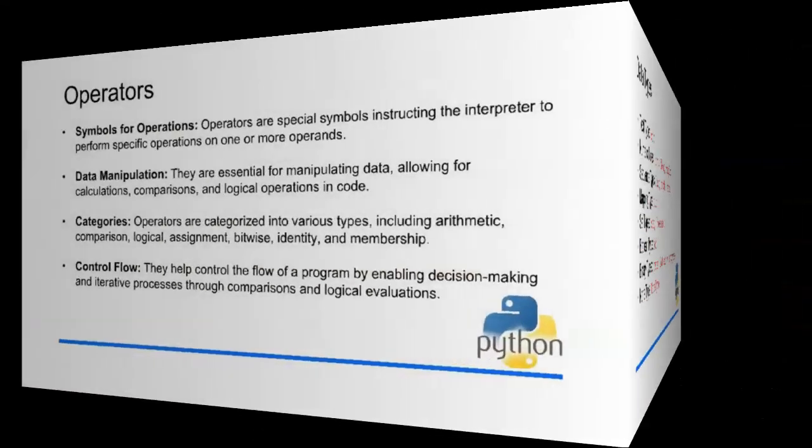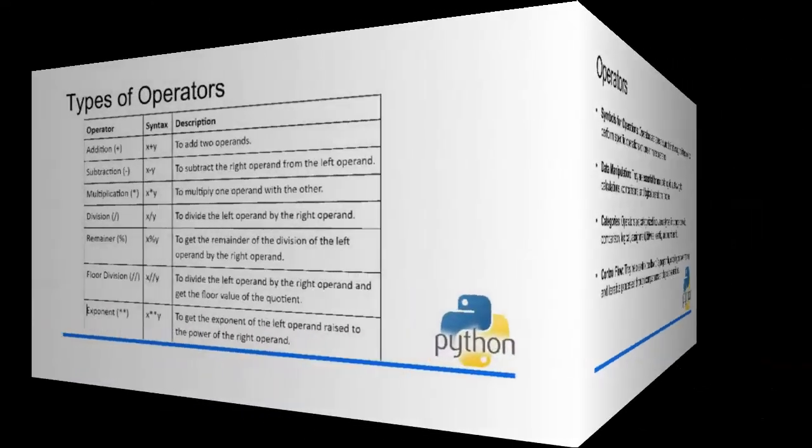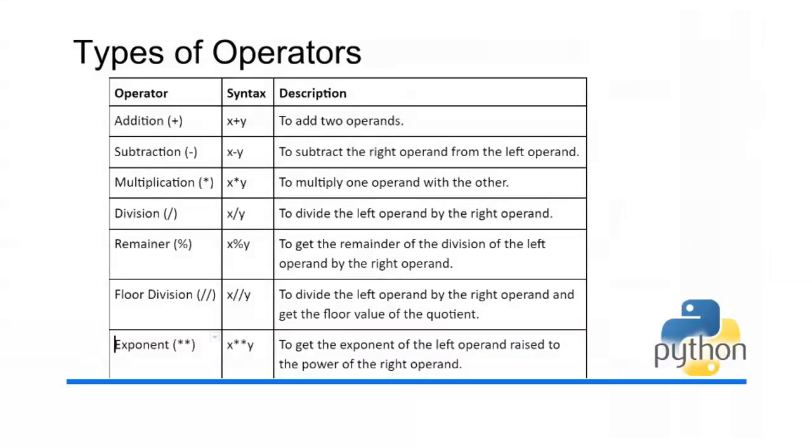Python operators are special symbols used to perform operations on variables and values. They allow for various types of operations, such as arithmetic, for example, addition and subtraction. Operators help in manipulating data, evaluating conditions, and controlling the flow of a program, making them fundamental tools in Python programming. In Python, operators are symbols that perform operations on variables and values.